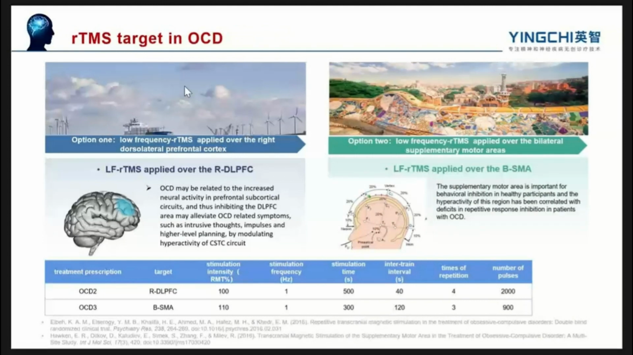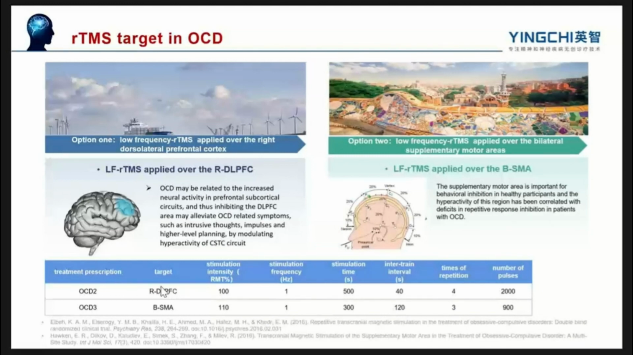Next, we will focus on the target in OCD. The most frequently used targets are the right dorsolateral prefrontal cortex and the bilateral supplementary motor area. So why do we choose the right dorsolateral prefrontal cortex? When we use this target, we also combine it with low frequency rTMS. This is because according to former studies, OCD may be related to increased neural activity in prefrontal subcortical circuits, and inhibiting this area may alleviate OCD-related symptoms, such as intrusive thoughts, impulses, and high-level planning, by modulating hyperactivity of this cortical-striatal-thalamic-cortical circuit.